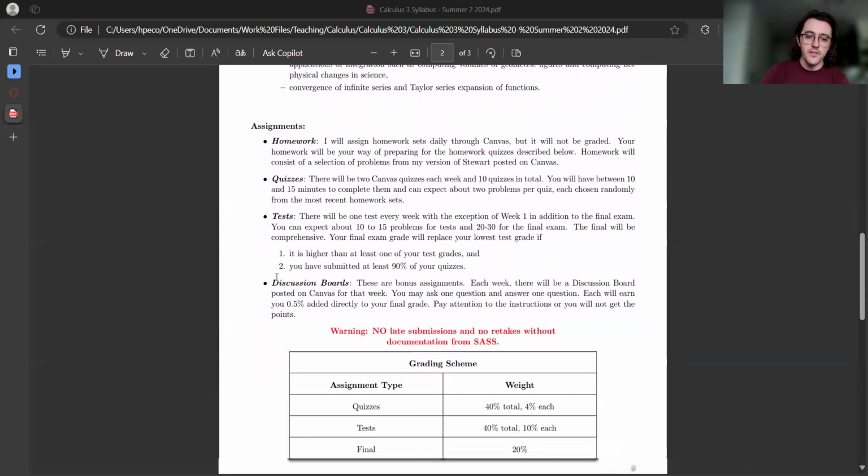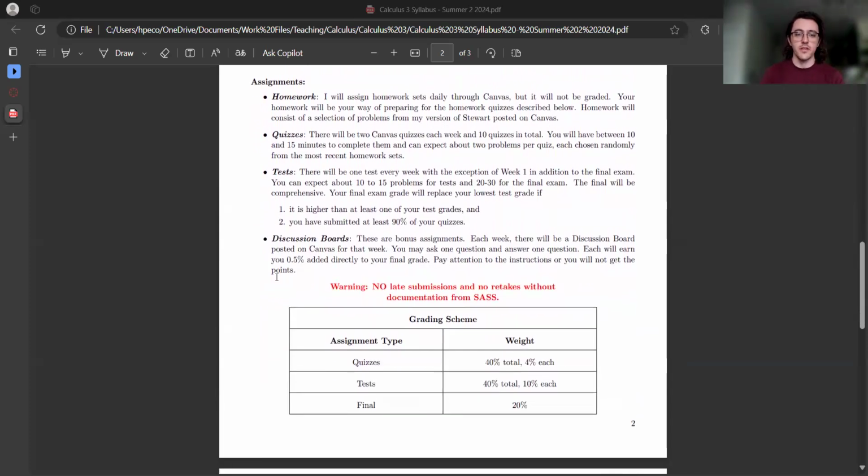All right, here's the meat of the course, all of the important stuff that you really should pay attention to if you haven't already. These are the assignments. So we have 4 different types of assignments. There's homework, quizzes, tests, and discussion boards. 3 of those are part of your standard grade. 1 of them is bonus. The homework is ungraded, but graded through the quizzes. So I guess really only 2 are graded.